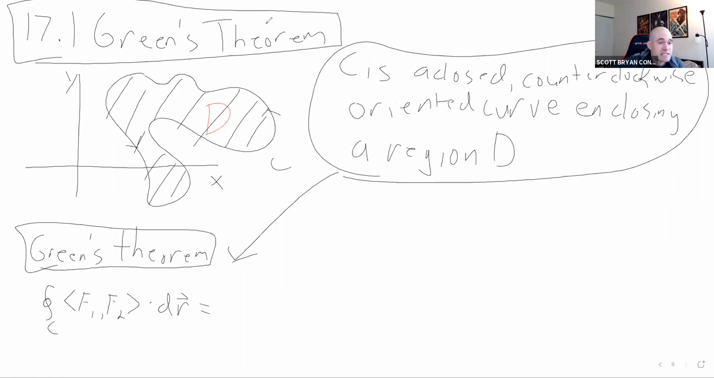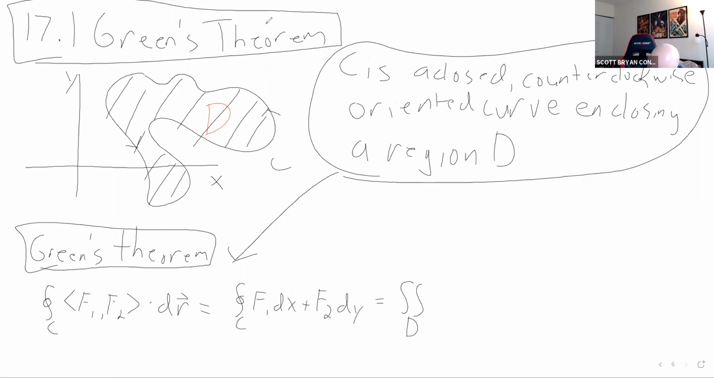And often, especially in this context, we'll see that written as the integral of F1 dx plus F2 dy. Those mean the same thing. That just means the integral of the vector field F1, F2. So that's going to be the double integral over the enclosed region D. It's a double integral because it's a two-dimensional region. And this should look familiar.